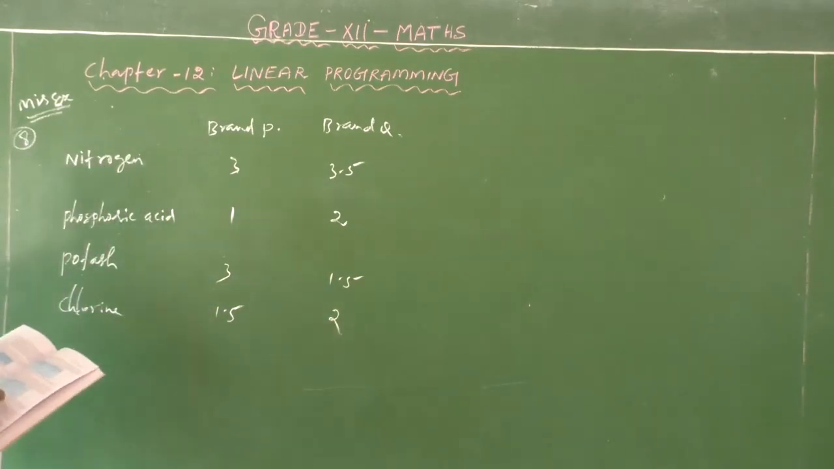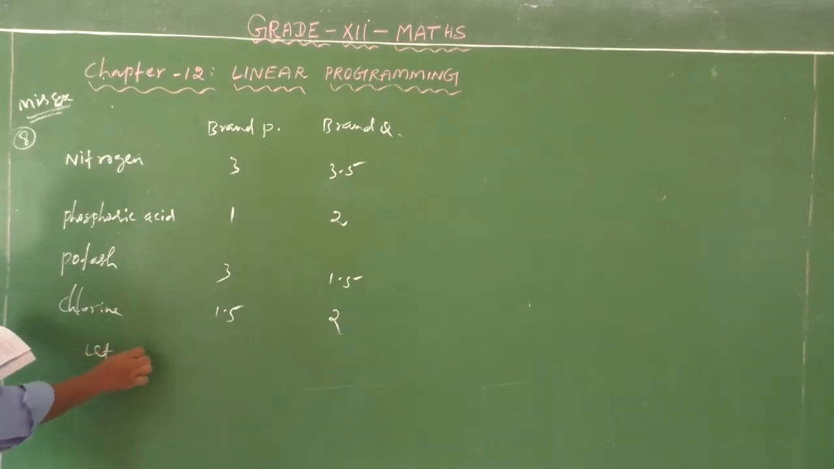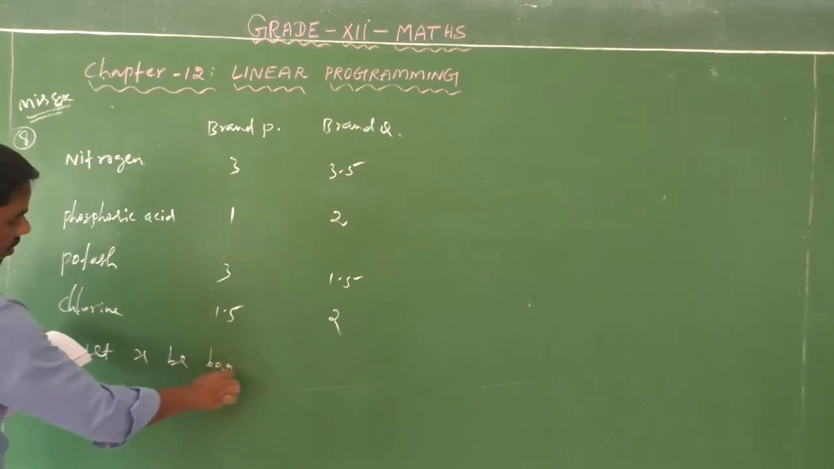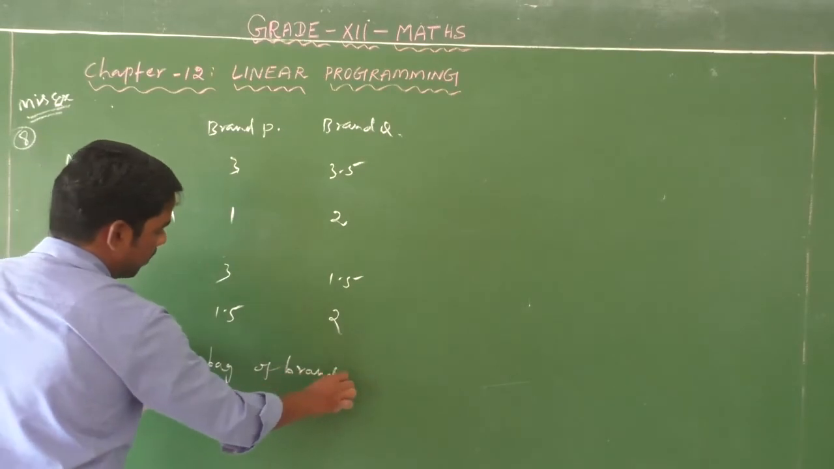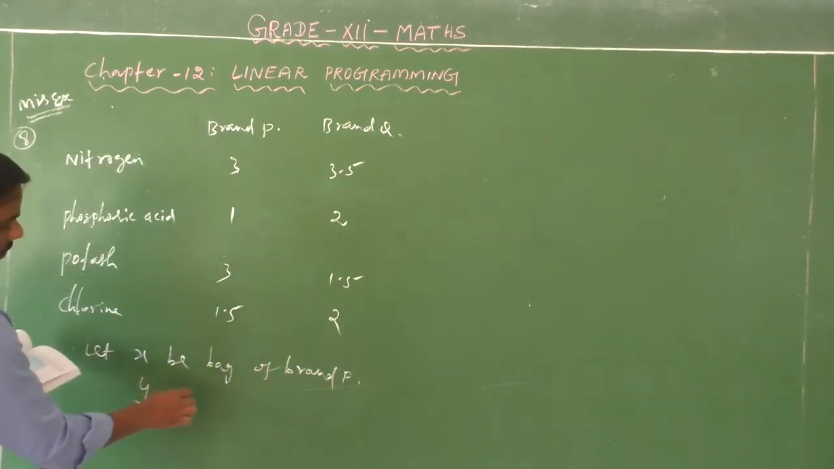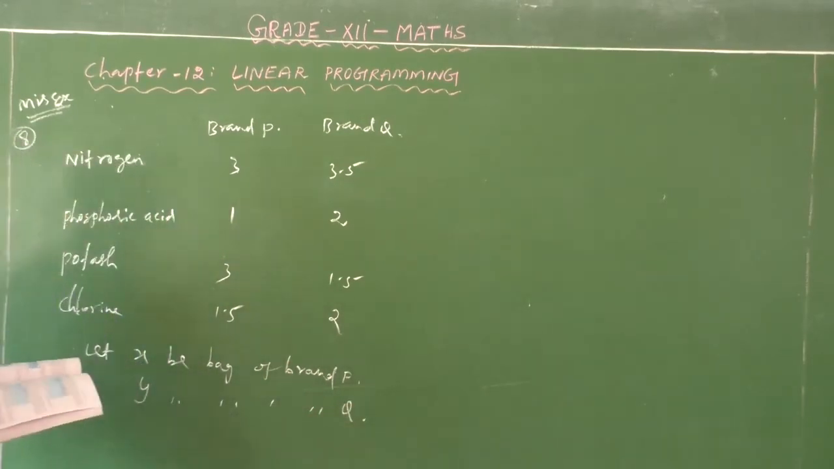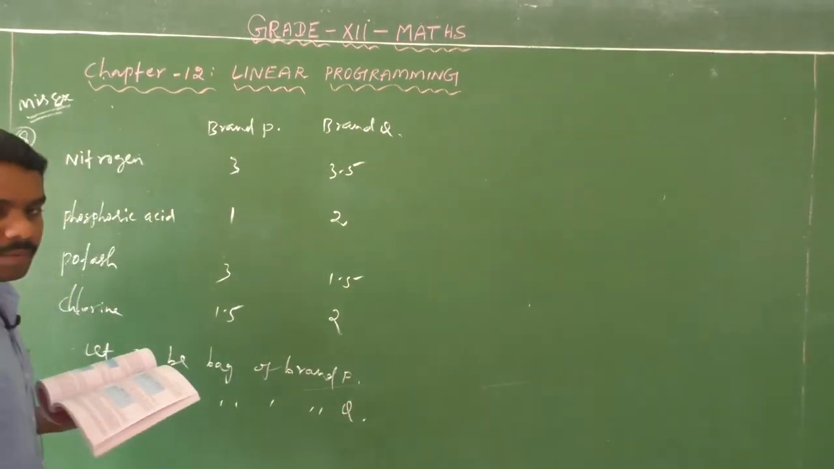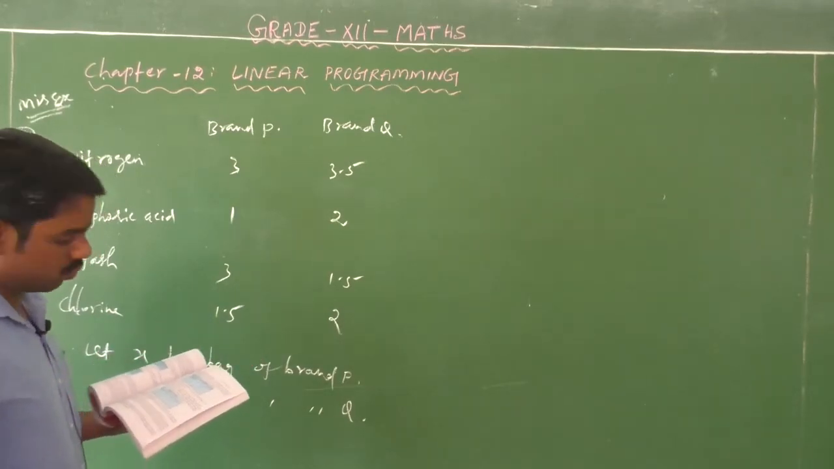Listen. Let us consider the number of bags from brand P as X. Let X be the number of bags of brand P and Y be the number of bags of brand Q. So X is the number of brand P bags and Y is the number of bags in brand Q.